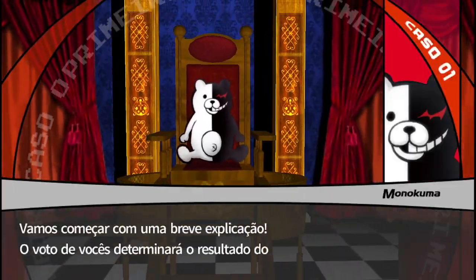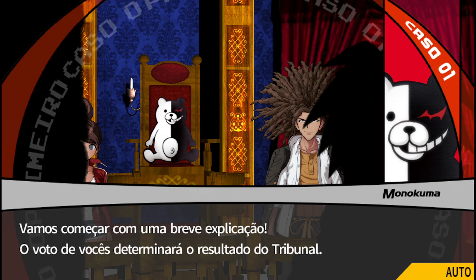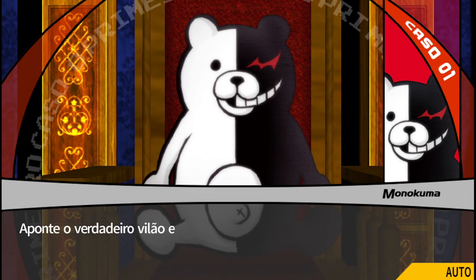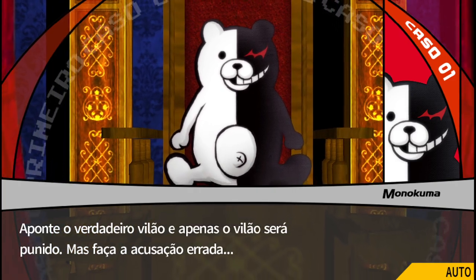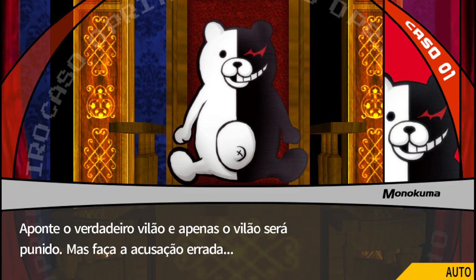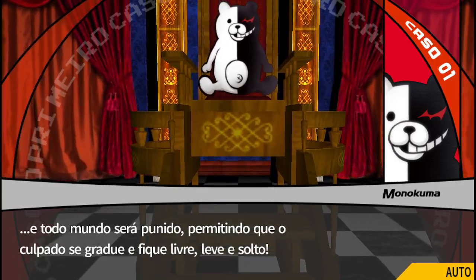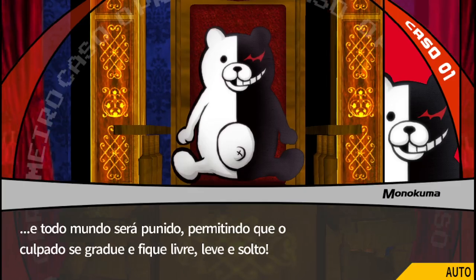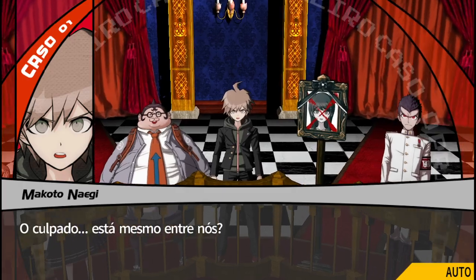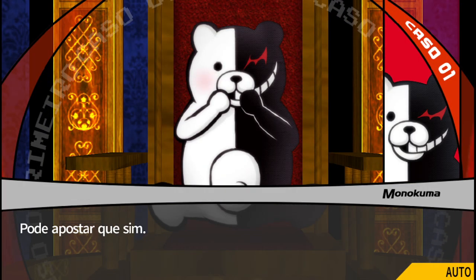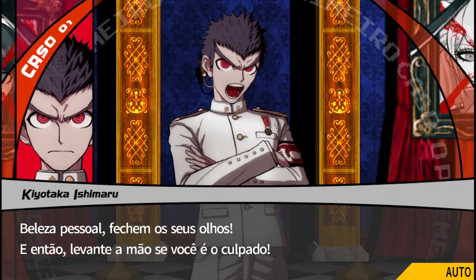Let's begin with a basic explanation of the class trial. So, your votes will determine the results. If you can figure out who done it, then only they will receive punishment. But if you pick the wrong one, then I'll punish everyone besides the blackened, and the one that deceived everyone else will graduate. And the killer really is one of us, right? Of course! Okay then, everyone close your eyes, and whoever did it, raise your hand!